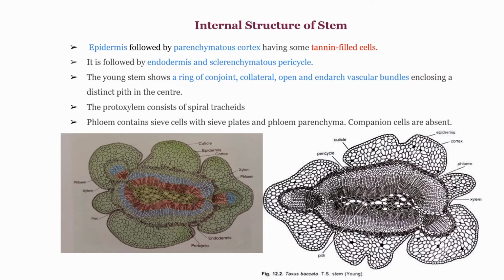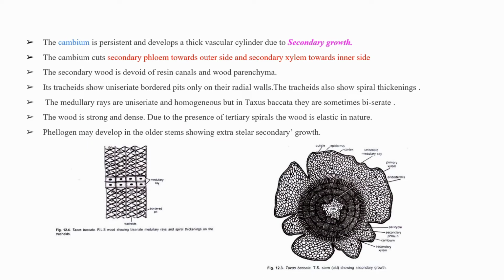center. The protoxylem consists of spiral tracheids. Phloem contains sieve cells with sieve plates and phloem parenchyma. Companion cells are absent in the stem of the Taxus. The cambium is persistent and develops a thick vascular cylinder due to secondary growth. The cambium cuts secondary phloem towards the outer side and secondary xylem towards the inner side.